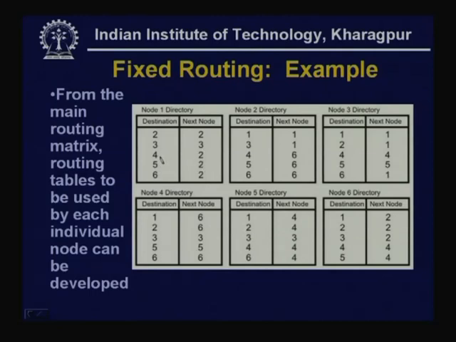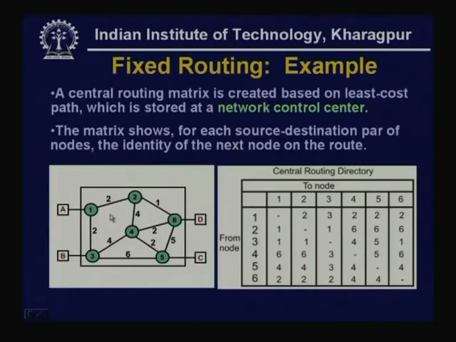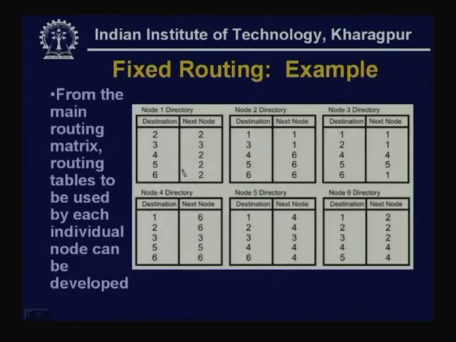If the destination is 5, it has to be forwarded to 2. As you can see, for 4, 5 and 6, if these are the destination nodes, the packets are forwarded to node 2 in all the cases. This is quite evident from this topology. So, in this way, from the main routing matrix, routing tables can be developed and kept in each of these nodes and used by each individual node. So, this is a distributed routing algorithm.